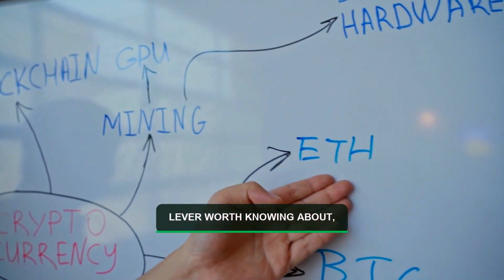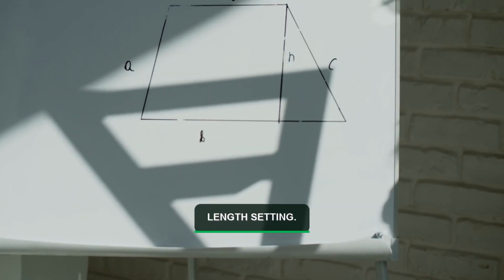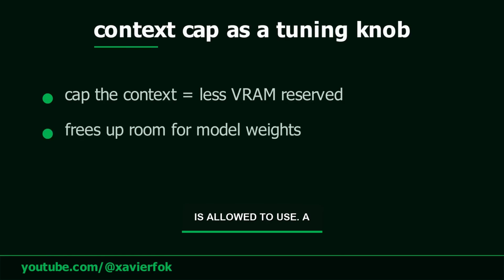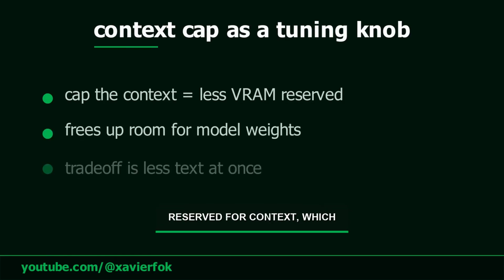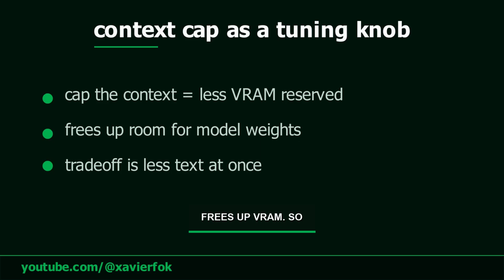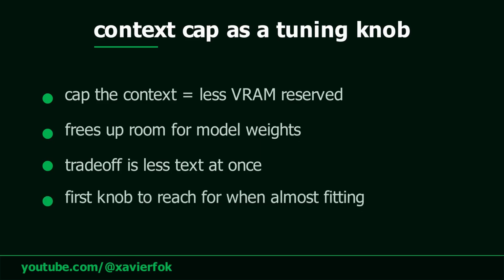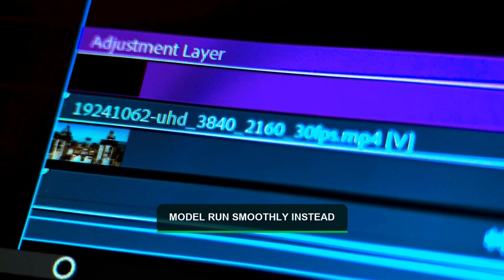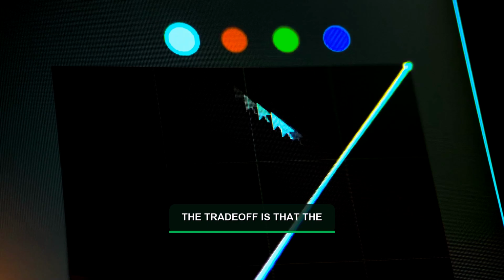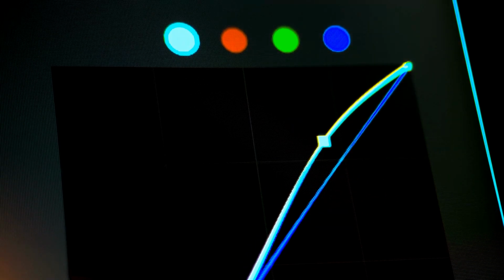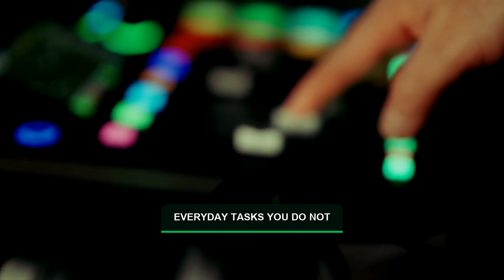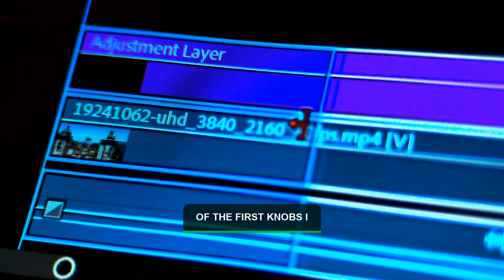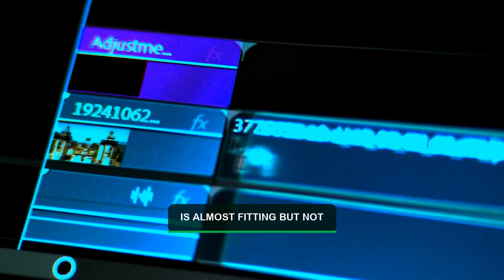There is one more lever worth knowing about, and it is the context length setting. Many tools let you cap how much context the model is allowed to use. A smaller cap means less memory reserved for context, which frees up VRAM. So if you are right on the edge of fitting, dialing the context limit down can be what makes a model run smoothly instead of spilling. The trade-off is that the model can then handle less text at once. But for a lot of everyday tasks, you do not need a huge context, so trimming it is a free win. It is one of the first knobs I reach for when a model is almost fitting but not quite.